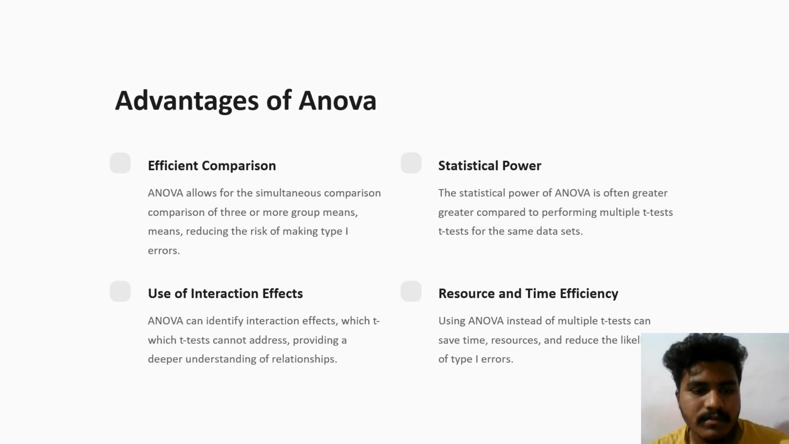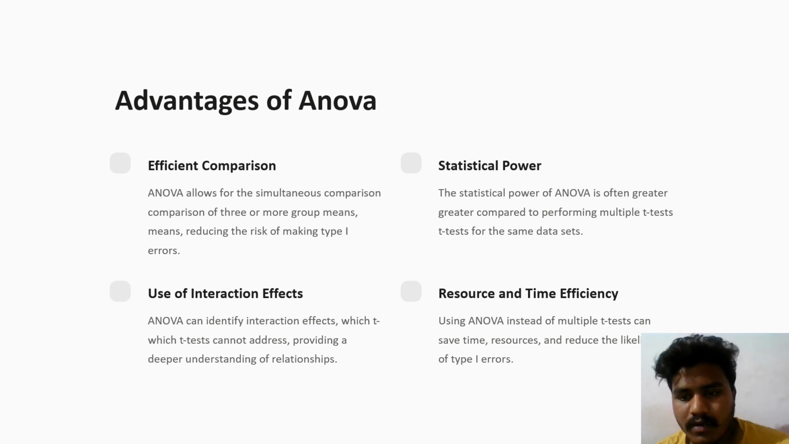Advantages of ANOVA. There are four factors: efficient comparison, statistical power, use of interaction effects, resource and time efficiency. ANOVA allows simultaneous comparison of three or more groups, reducing the risk of making a type 1 error.